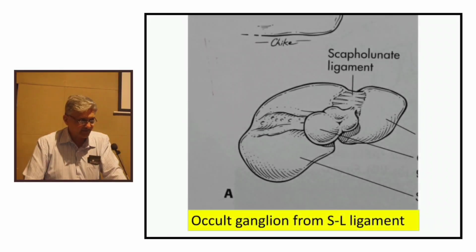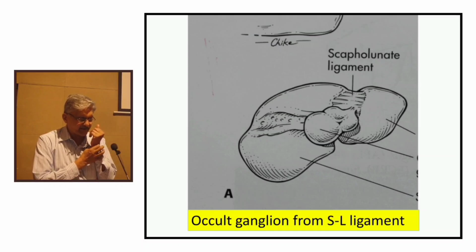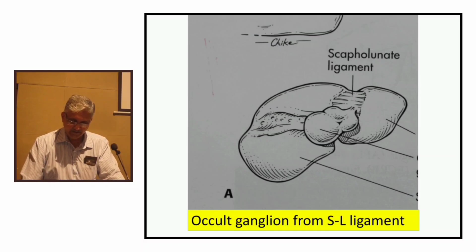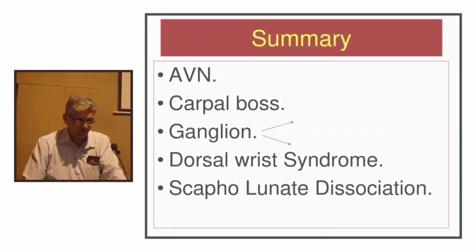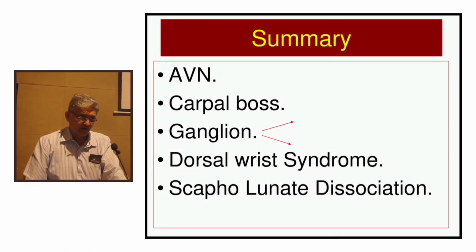Sometimes the ganglion is very tiny. You just have to palpate very deep inside, and over the junction of the scapholunate, you will see a small ganglion. Initially, you may just give a cock-up splint, but if the problem is persisting, you have to take him to the operating room. So when you're talking of the central wrist pain, the commonest thing is the avascular necrosis or Kienbock. We'll talk about it separately. Carpal bossing is an important second differential diagnosis, ganglion, dorsal wrist syndrome.